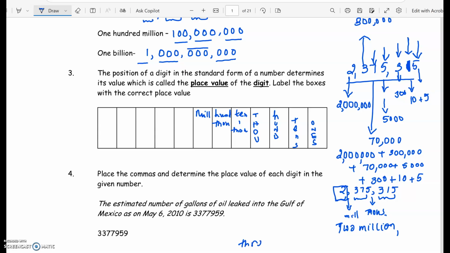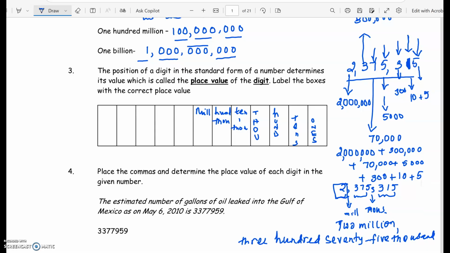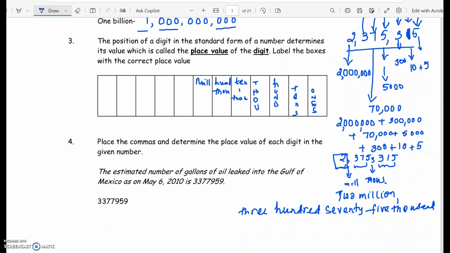So that would be 375. 75 has a hyphen, and then the next comma would be 1,000 because it's the thousands period, and then the next 3 digits, just read it just the way you would read the number, 315. So 2,375,315.